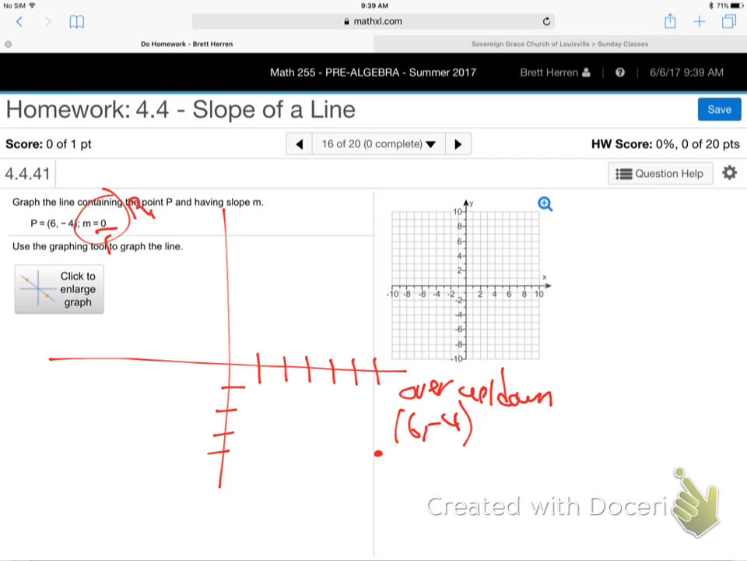Slope is rise over run. What kind of line doesn't rise? Horizontal. It's a flat line. So then, same thing as the last one, except it's horizontal instead of vertical. You just put a horizontal line through that dot. Is that good? Seeming easy? Not too bad? All right, next one here.